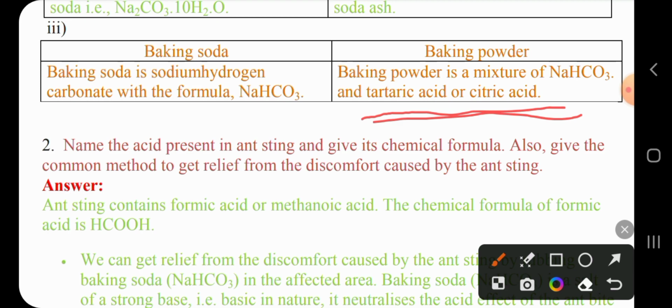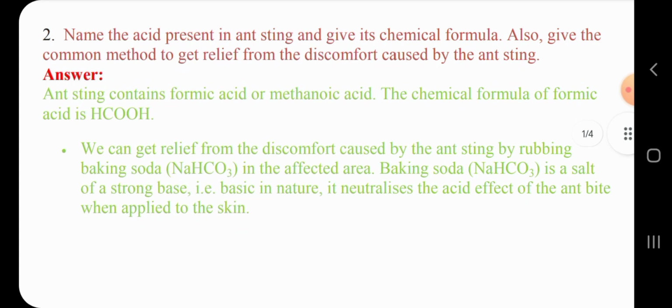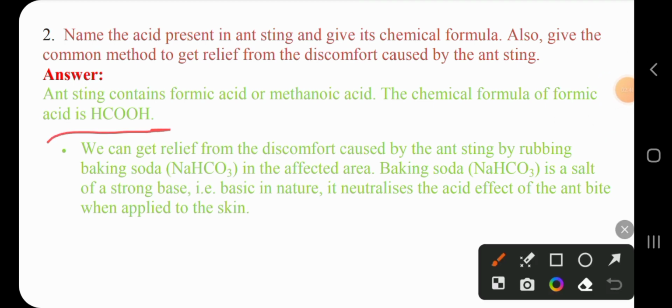Next question is, name the acid present in ant sting and give its chemical formula. Ant sting is acidic in nature and contains formic acid, and its formula is HCOOH. Also give a common method to get relief from the discomfort caused by the ant sting. We can get relief by rubbing with baking soda on the affected area. This is very important.